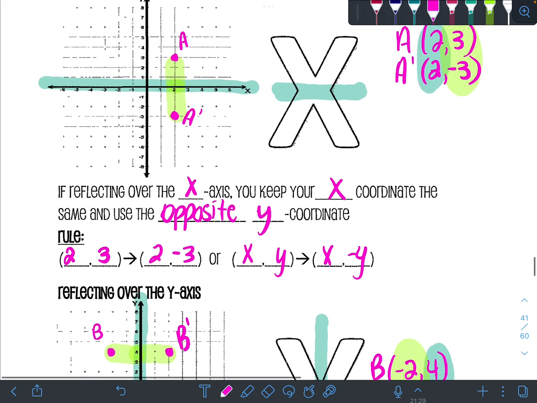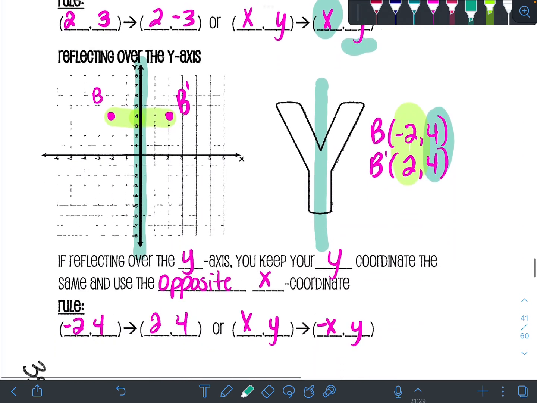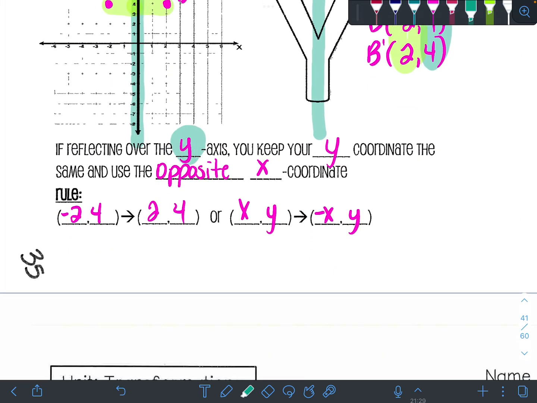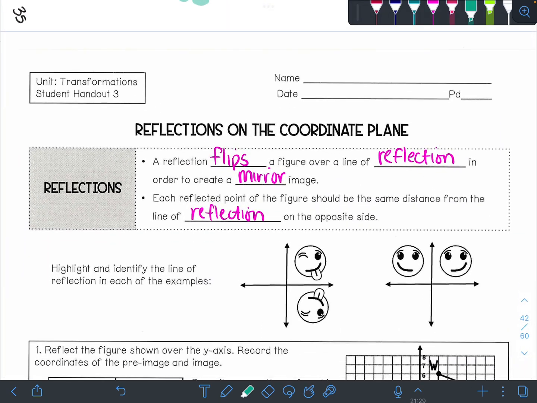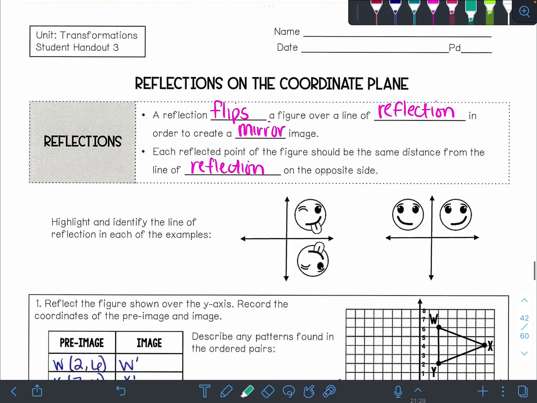So notice up here when I reflected over my x-axis, my x stayed the same and I took the opposite of my y. When I reflected over my y-axis, I took the opposite of my x and my y stayed the same this time. So if we look at the next part of the notes here, we know a reflection flips a figure over the line of reflection in order to create a mirror image. Each reflected point of the figure should be the same distance from the line of reflection on the opposite side, just like I showed you up there at the top.